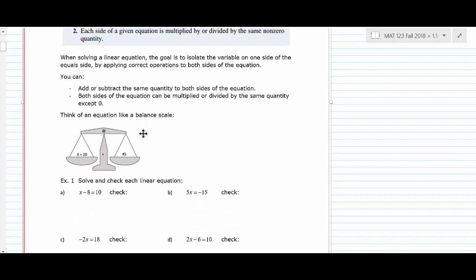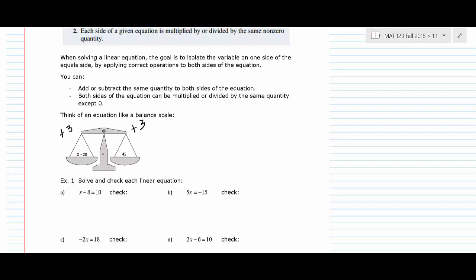So I'm going to go down here at the bottom. We're going to work lots of problems out and review this stuff together. But when I teach an equation, I always think of it like a balance scale. So the idea is if you added 3 pounds there, you'd have to add 3 pounds there to keep it in balance. If you took away 3 pounds, then you'd have to take away 3 to get in balance. So an equation is like that.